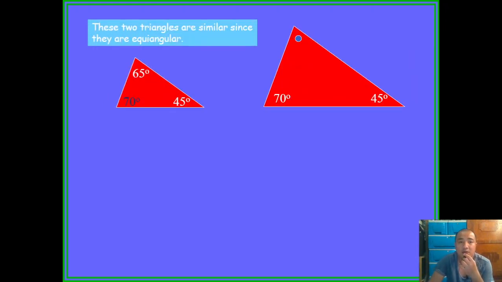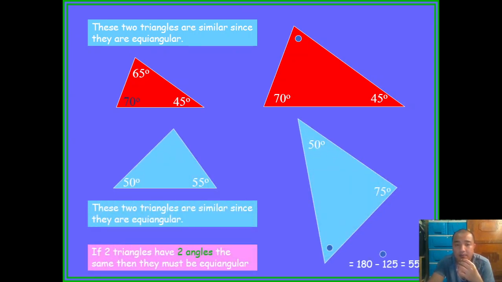These two triangles are similar since they are equiangular. Yes. 70, okay, 45, 65, therefore 65 yun. So all the corresponding angles are equal, therefore these two triangles are similar.